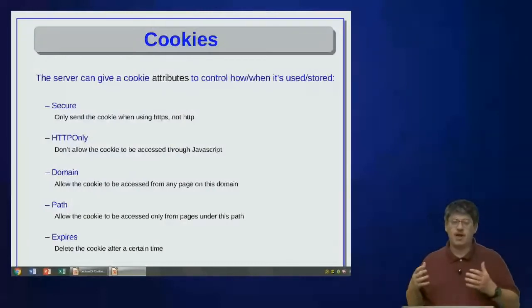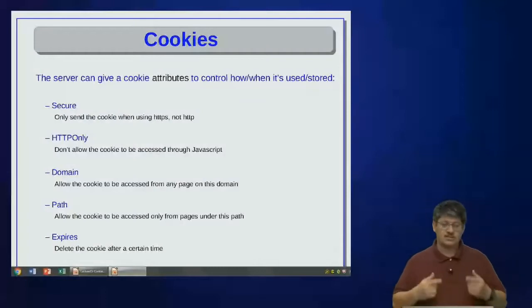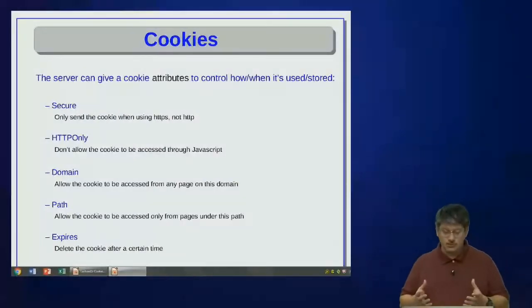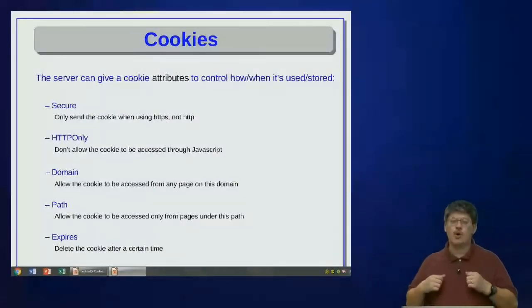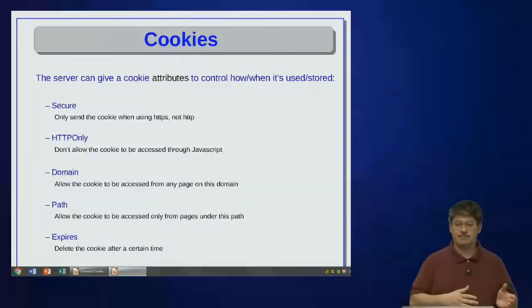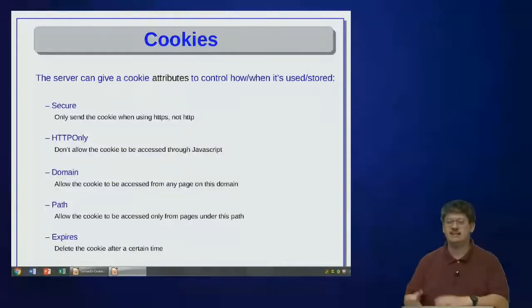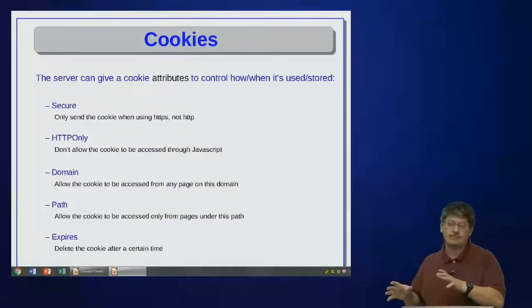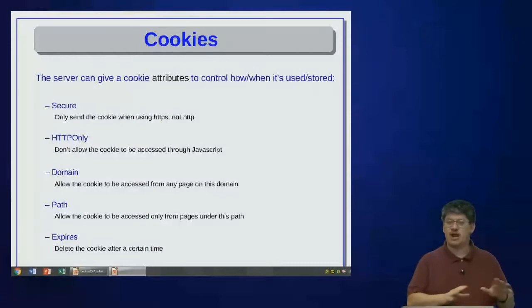So some of the common attributes that we set are the secure attribute. The secure attribute basically means that we will only send that cookie when we're using HTTPS, not when we're using HTTP. Remember, the difference is that HTTPS connections are encrypted, and so they're private, whereas HTTP connections are fast, but they're not encrypted. Anybody who can intercept our traffic can see the information.